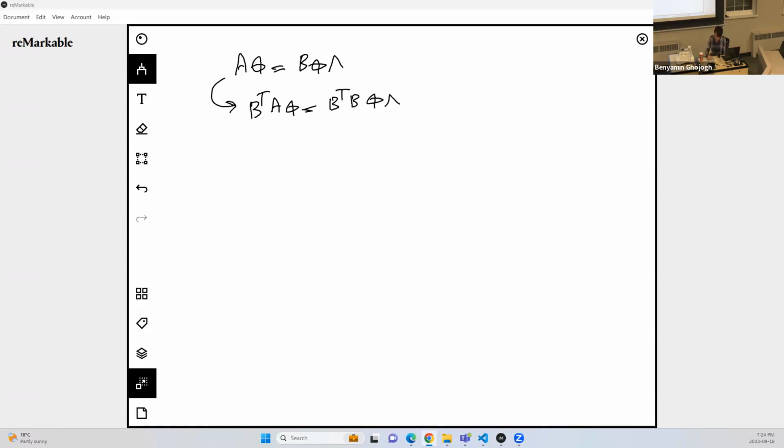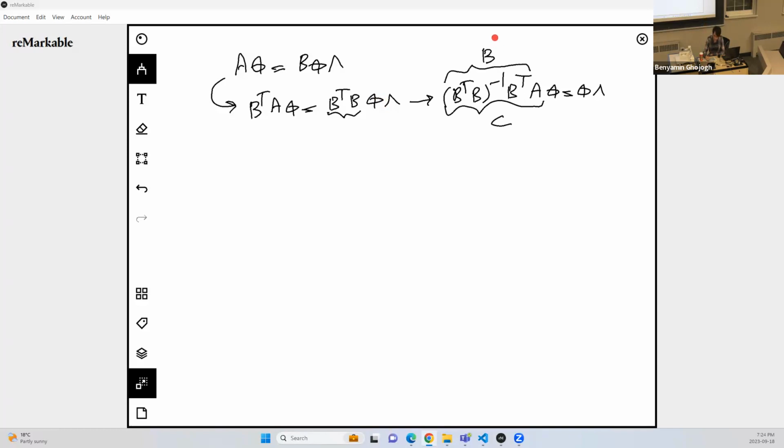Then this is a pain in the neck, right? The pain in the neck became B transpose B. So what should I do? Multiply by its inverse, right? Therefore, I will say B transpose B inverse B transpose A phi equals phi lambda. Now I call this C, right? This became the eigenvalue problem of B transpose B inverse B transpose A, correct? We call this pseudo inverse of B.